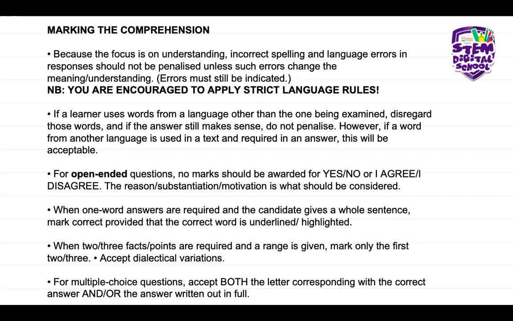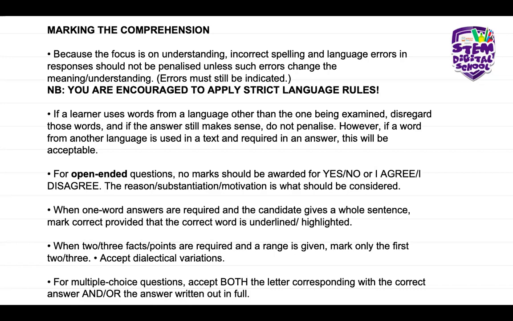So say, for example, sometimes you've got certain words borrowed, or you've got a person's name, like a proper noun, or you've got a place. All of that will definitely be taken into consideration if it is in a different language or a particular expression. Of course, we all know how to express those and how to mark them. For open-ended questions, no marks should be awarded for a yes or a no, or an I agree or I disagree. The reason, the substantiation or motivation is what should be considered. Please do not forget that.